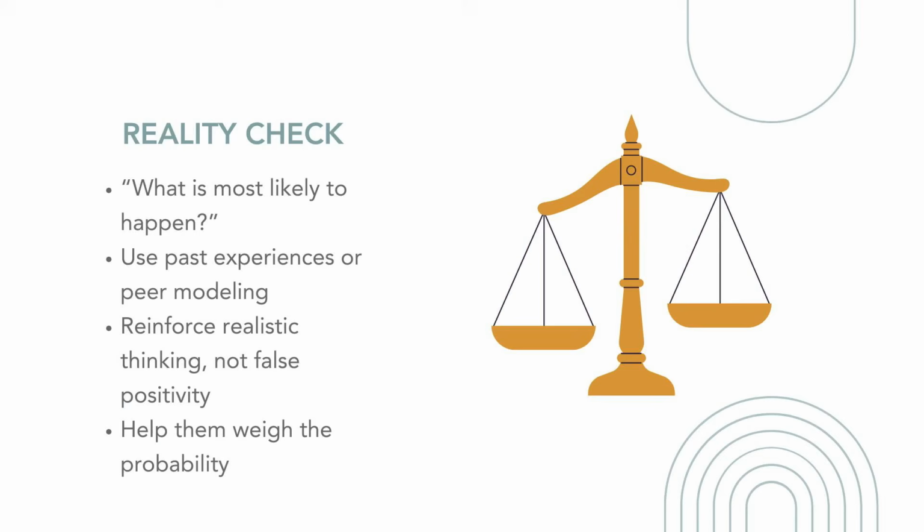Then step 2, we're going to bring in our reality check. The reality check is all about asking them what's actually most likely to happen in this situation. I want you to think about times in the past that you felt this way before, or you faced a similar situation. What actually happened in that situation? We're not saying it'll all be fine, we're not brushing anything under the rug, but we're guiding them to look at the patterns and the probabilities of their past experiences and apply them right now. We want to reinforce accurate thinking, not toxic positivity.